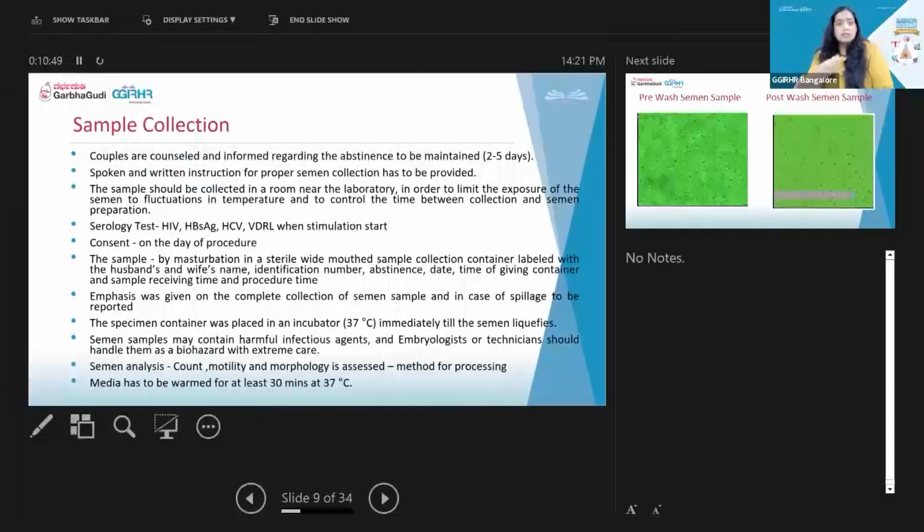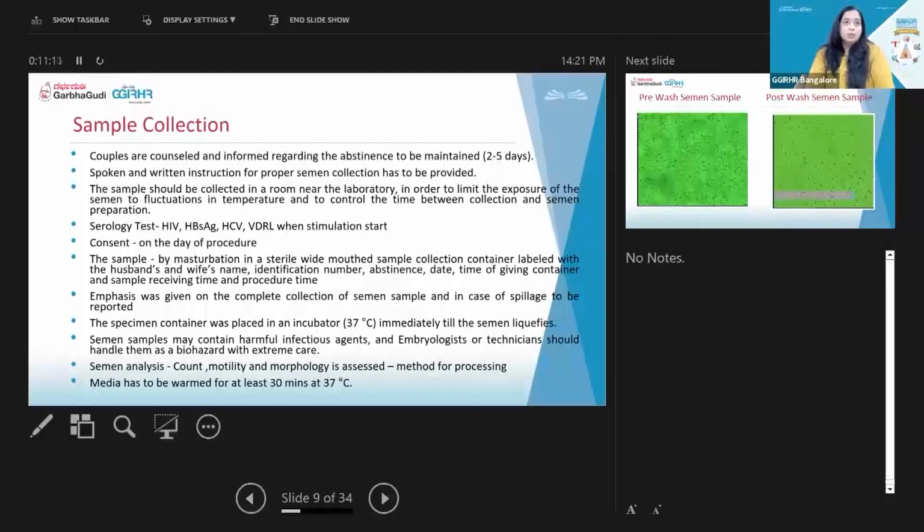Some of the instructions that you usually need to give for a sample collection are: the patient has to maintain an abstinence of about 2 to 5 days. The couple has to be counseled regarding it, and spoken and written instructions have to be given regarding the proper semen collection.